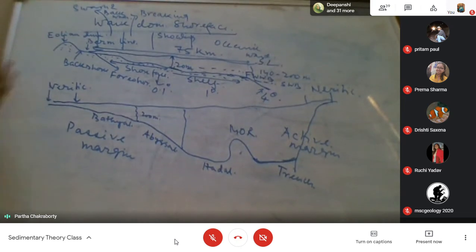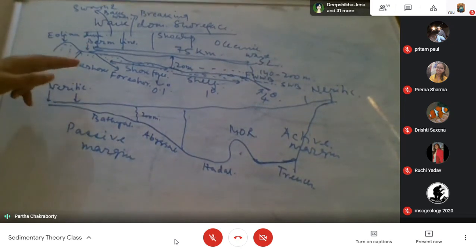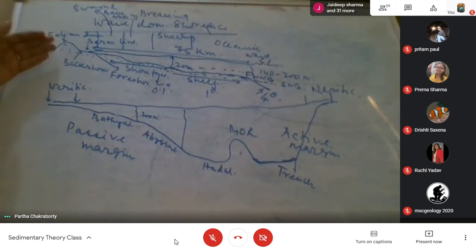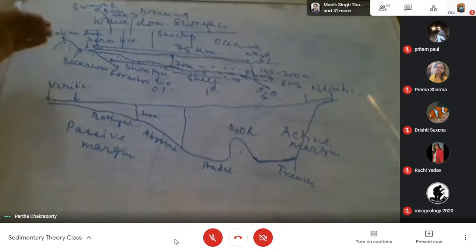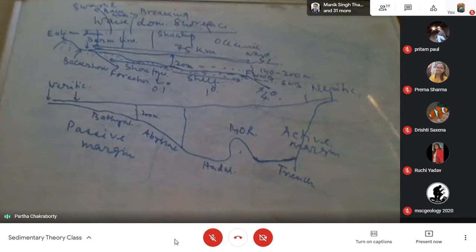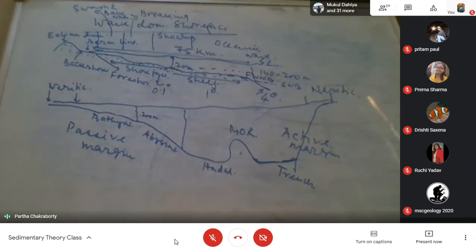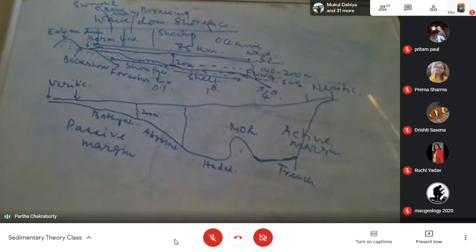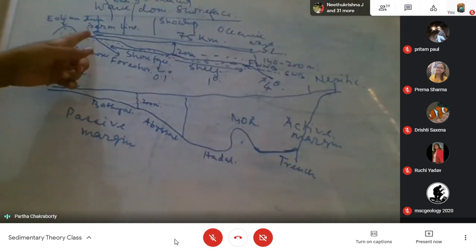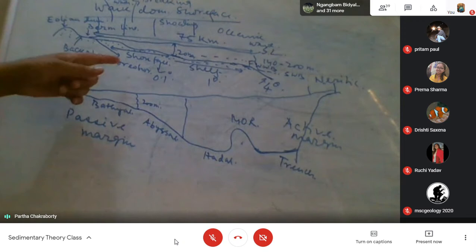At the back of it is the backshore, which normally gets exposed only during spring tide or storm. There is flooding of the backshore. Okay, we'll show you what different stratification patterns I expect in the different zones. First, let us introduce the different zones. Then the backshore. Then the shallowest part that you call the foreshore.